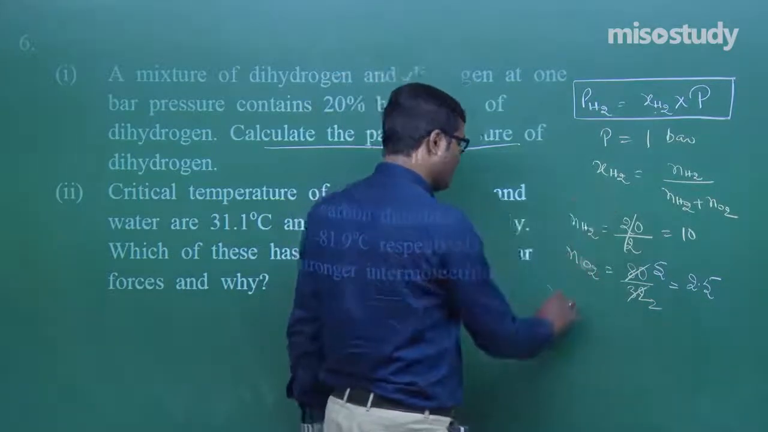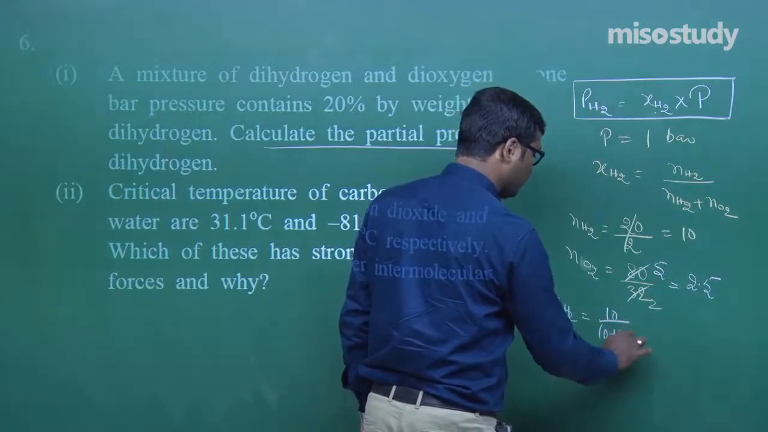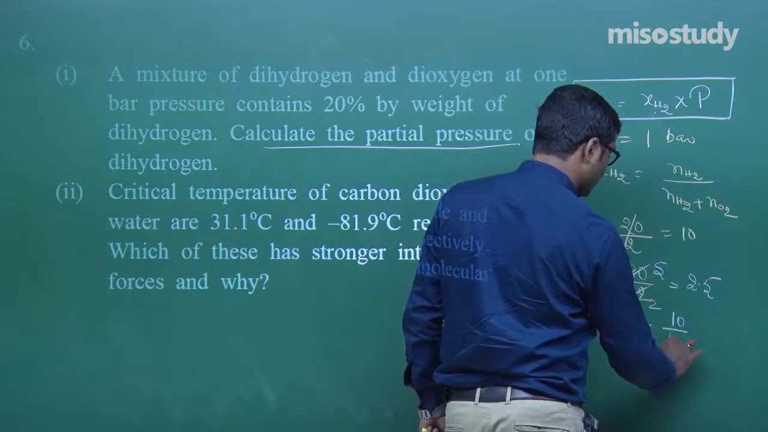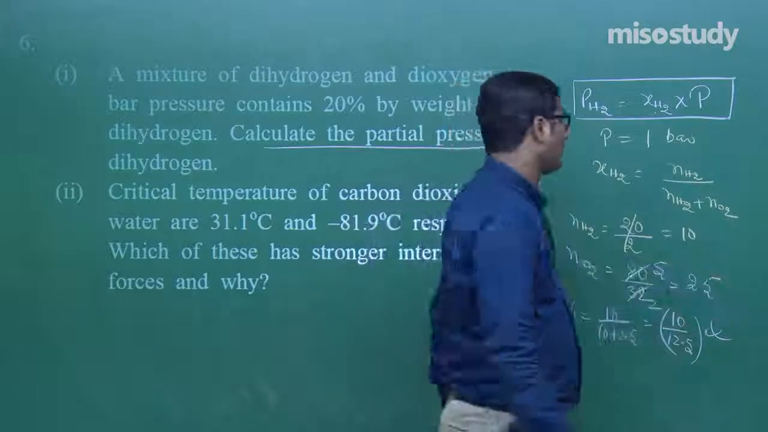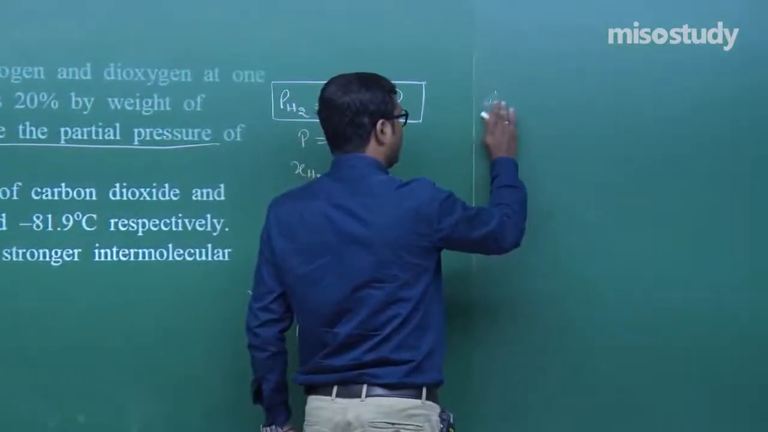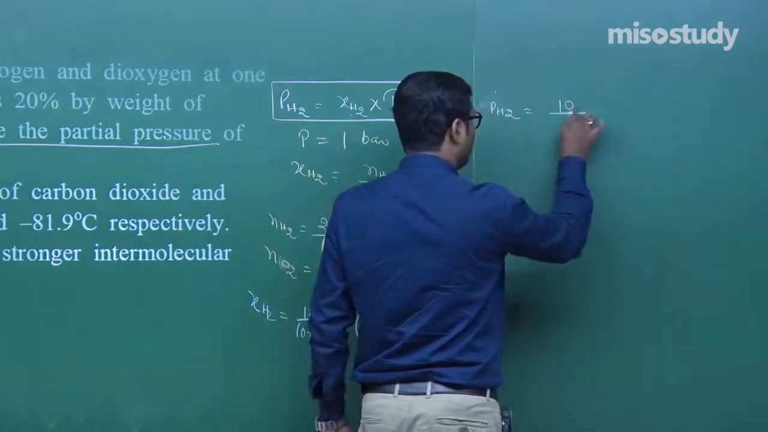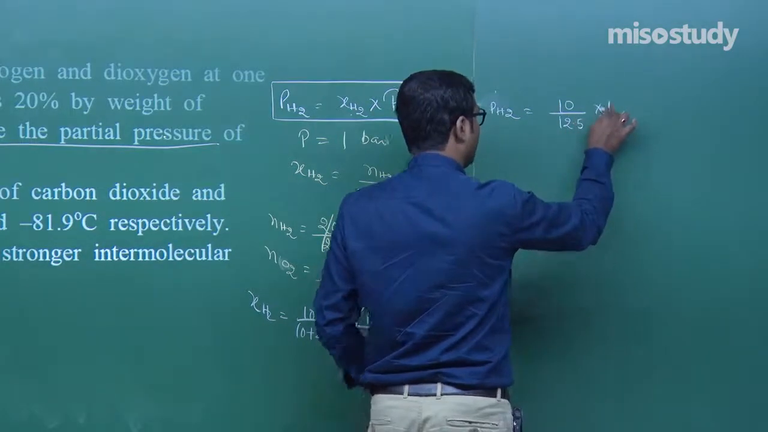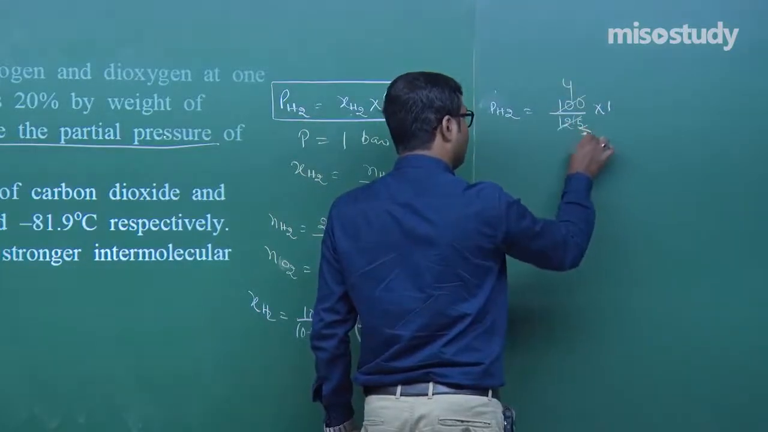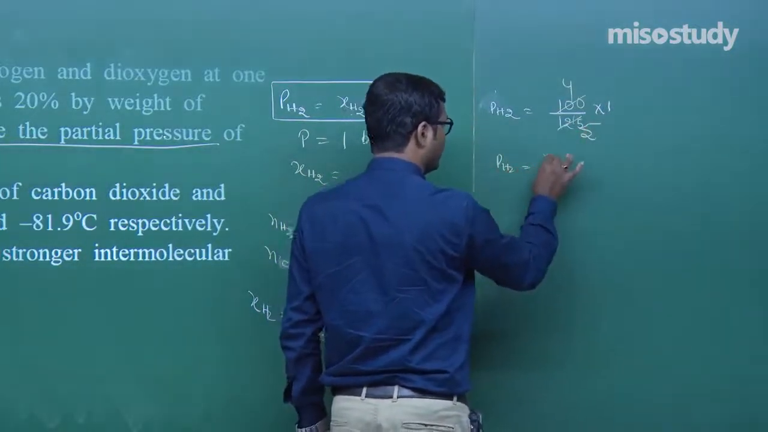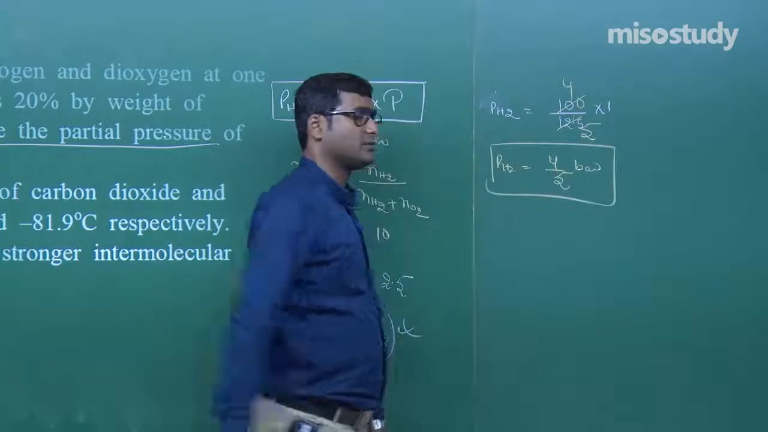Now what is the mole fraction of hydrogen? That will be equal to 10 upon 10 plus 2.5, that is 10 upon 12.5. Am I right? Yes, sir. This is the mole fraction of hydrogen. Partial pressure of hydrogen will be equal to mole fraction 10 upon 12.5 multiplied by 1. The answer is partial pressure of hydrogen is 4 upon 5 bar. This is the exact answer.